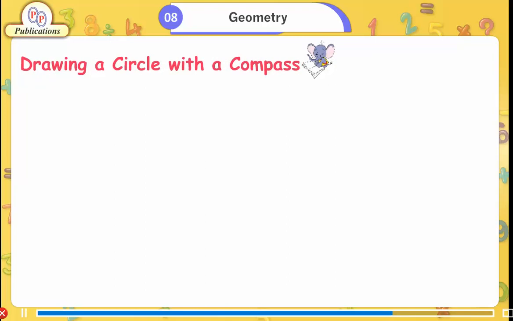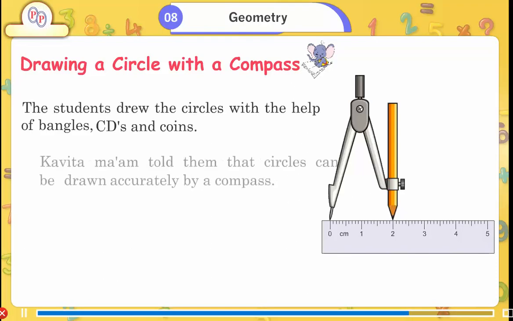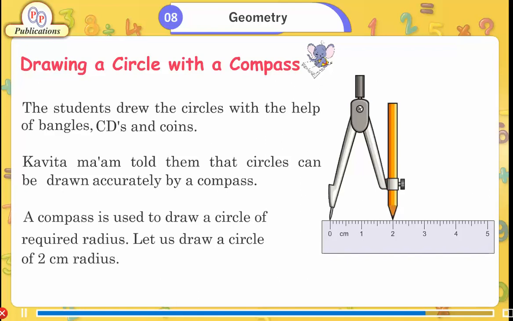Drawing a circle with a compass. The students drew circles with the help of bangles, CDs and coins. Kavita ma'am told them that circles can be drawn accurately with a compass. A compass is used to draw a circle of the required radius. Let's draw a circle of 2 cm radius.